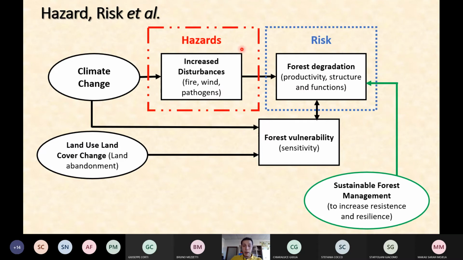So we are in the area of risks, and we can enter in the forest degradation. To prevent the degradation itself, we implement sustainable forest management, which can be used to increase the resistance and resilience of the forests to the disturbances. There are different definitions of hazard and risk based on the field of study that we are in.